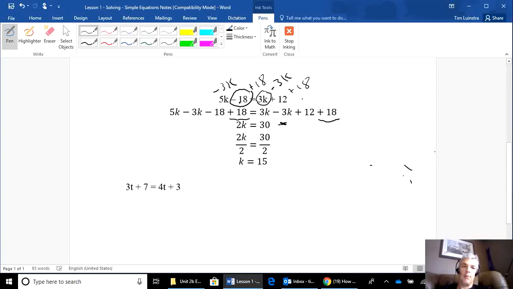Up here, I had minus 18, and I added 18. The opposite of subtraction was addition. Okay, here, the opposite of multiplication is division. So we divide by 2.